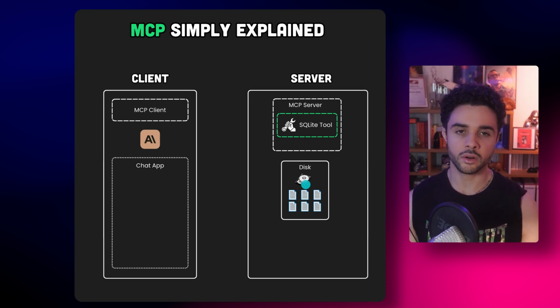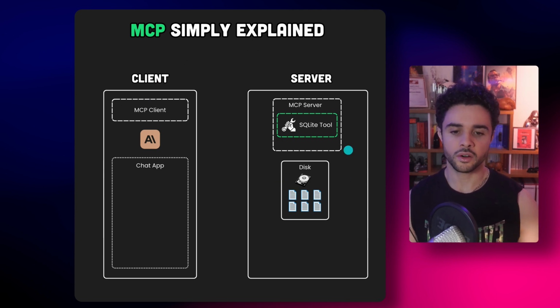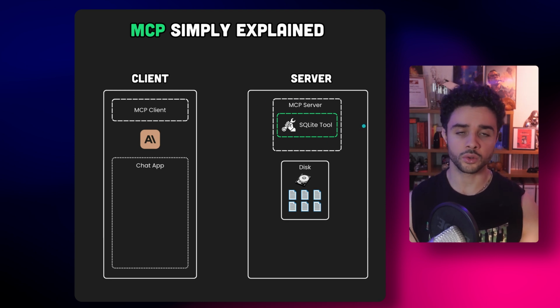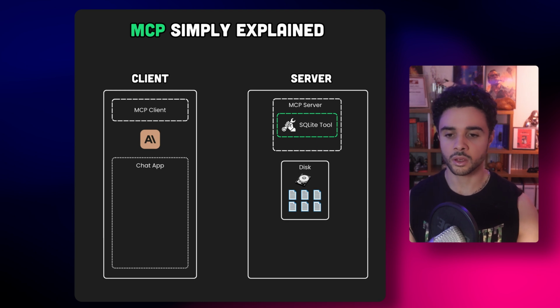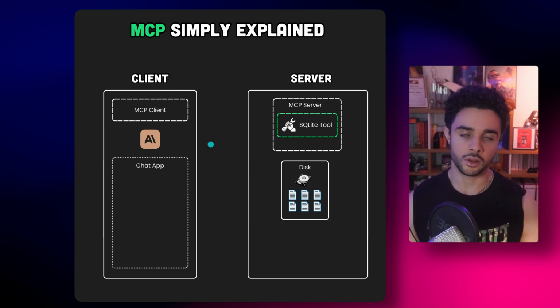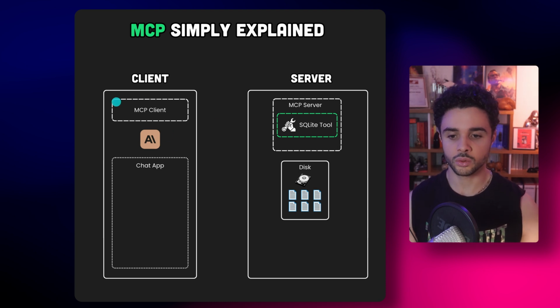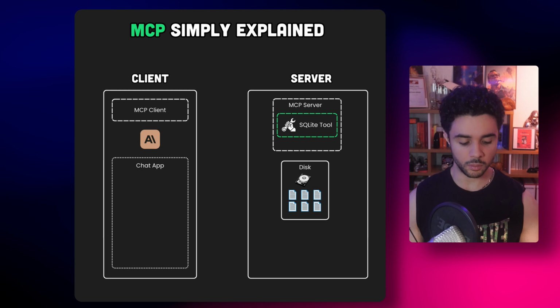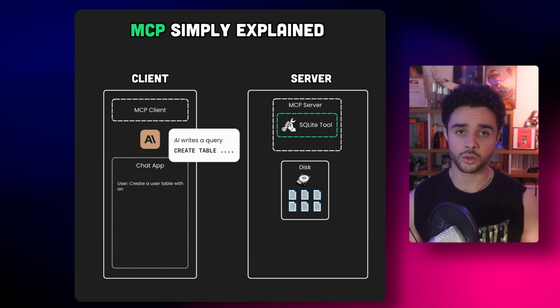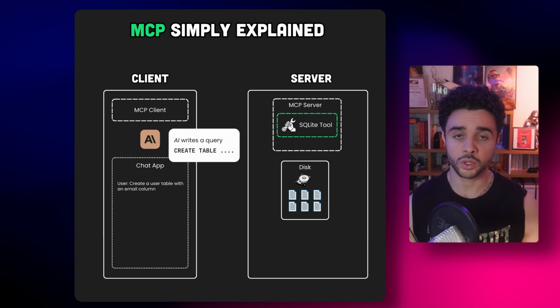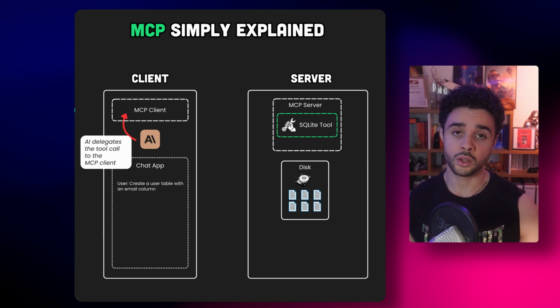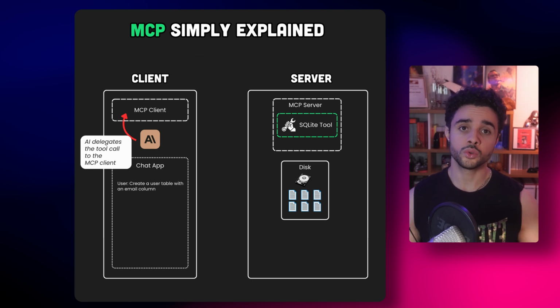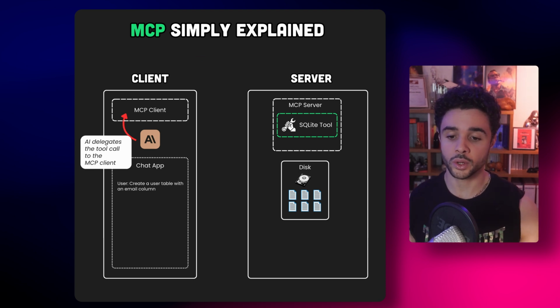You have a server that runs either locally or remotely, and you have a client. The server has a few tools and other resources exposed. In that case, it has access to an SQLite tool, so it can run SQL commands on the SQLite database. In the client, you typically have a chat application that has access to the MCP client and some intelligence, so an LLM. What happens is the user writes a query, so it asks something to the agent. The agent then looks in the MCP client for tools that it can use to solve the task. So here it has to create a table.